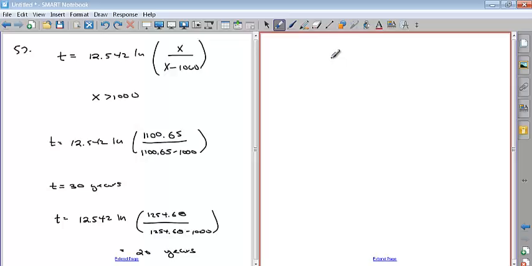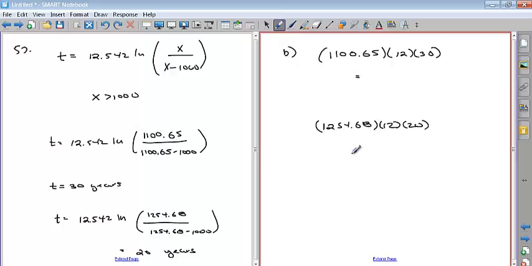Okay, approximate the total amount paid over the term of the mortgage with a monthly payment of $1,065. So part B is all you have to do is take your monthly payment, which in the first case was $1,065 per month, and multiply by 12 months times 30 years. And in the second case, take your monthly payment, $1,254.68 per month times 12 months times 20 years. And this gives you the total amount that you paid under these two circumstances.